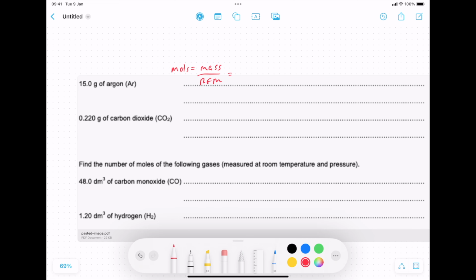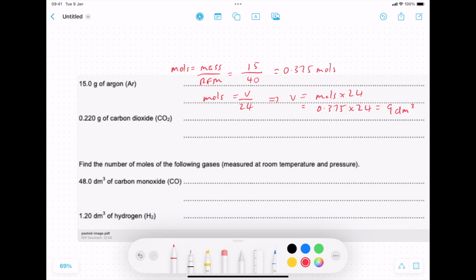So the mass of argon is 15 divided by its RFM, or its atomic mass. It's the same thing, which on the periodic table is 40. Gives us 0.375 moles. So now that we have the moles of argon, we can use the formula. Moles equals V over 24. And we need to rearrange to make V the subject of the formula. So V equals moles times 24. And the moles is 0.375 times 24. Gives us a final answer, 9 decimeter cubed.